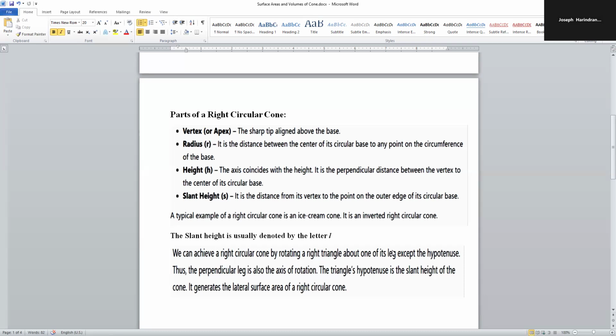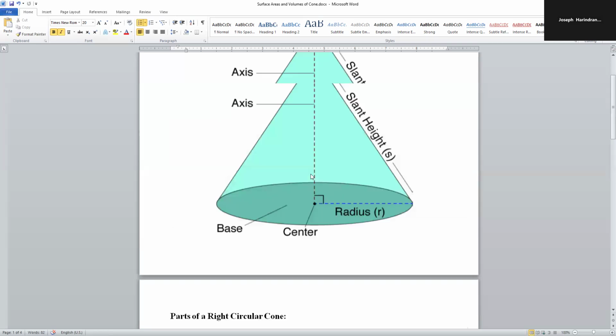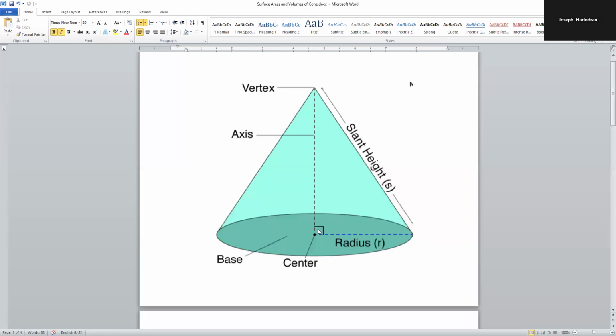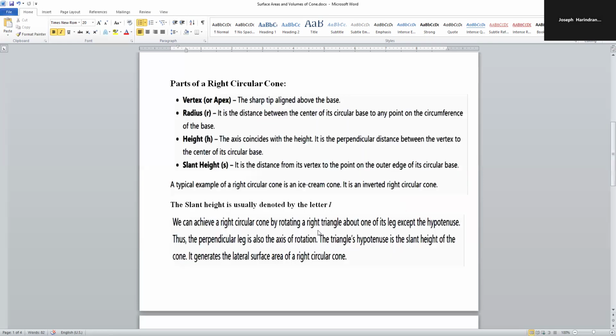Next one is height, h. The axis coincides with the height. The axis is the line segment which is perpendicular to the base, as we already saw in this figure. See, this is the axis, and that is perpendicular to the radius of the base. The height, represented by small letter h, is the perpendicular distance between the vertex and the center of the circular base.